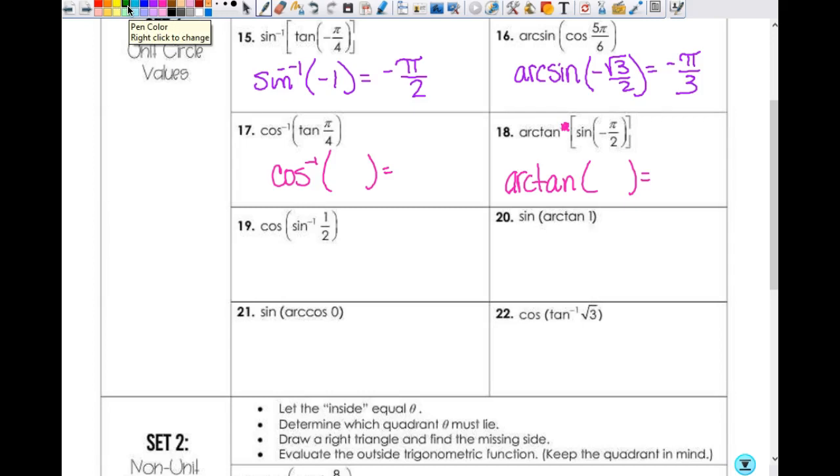All right, somebody that hasn't answered a whole lot out loud, help me with number 17. Be brave. Go ahead. So I want the cosine inverse of the tangent of pi fourths. So I want the cosine inverse of what? Yes, so what is the tangent of pi over 4? 1. Okay, so then I want the cosine inverse of 1, and what is that? Okay, so what we're looking for then is, I want what angle gives me a cosine value of 1? Yes, good. All right, any questions about that one?